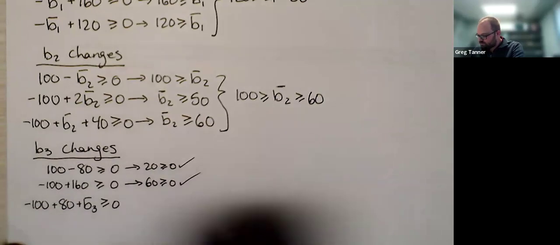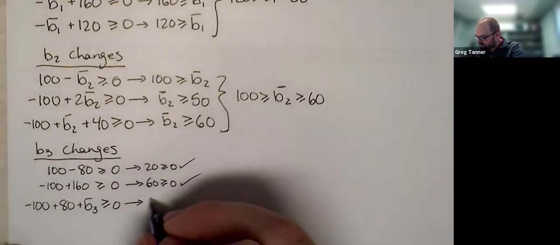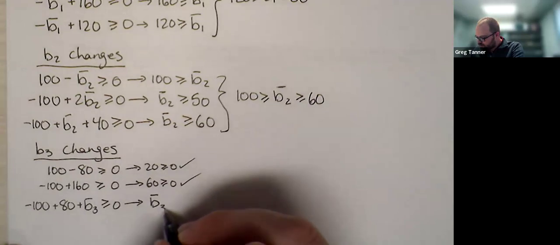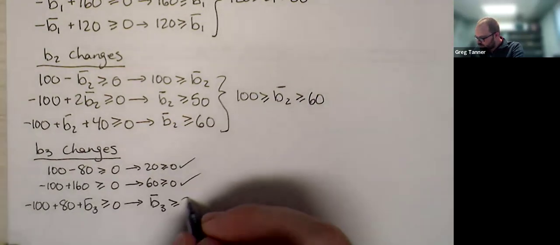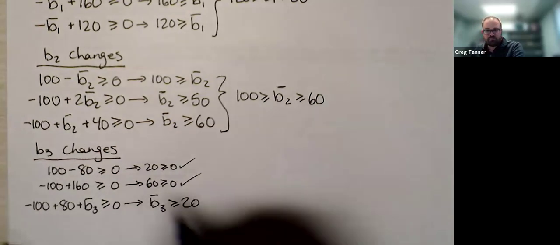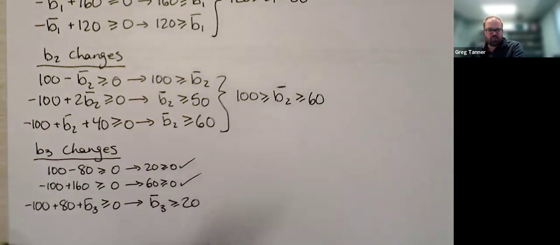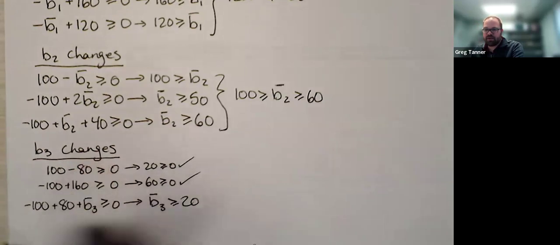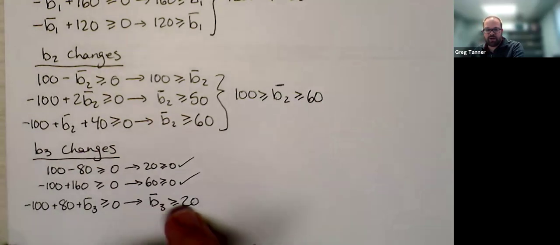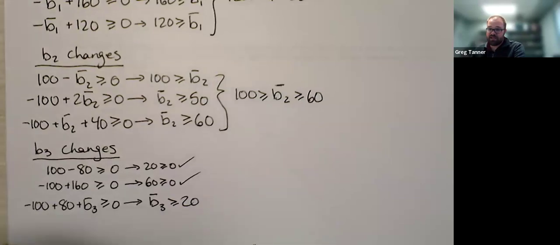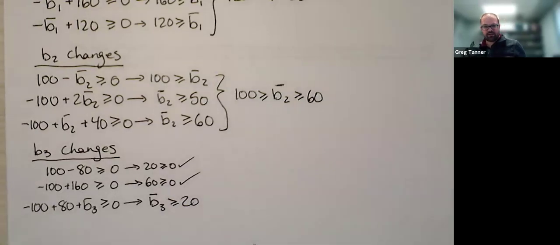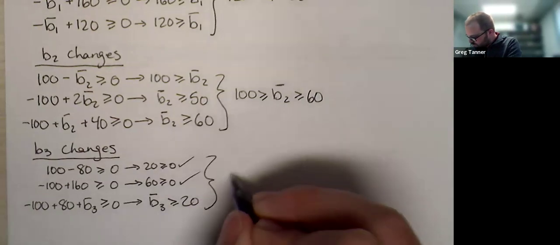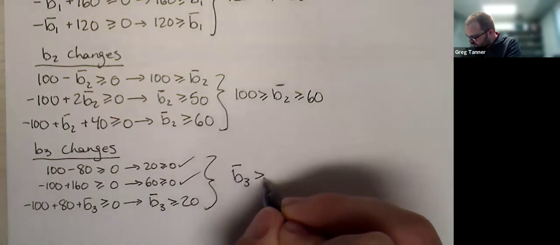So the only piece of information we get is this last inequality here that says that B3 bar should be greater than or equal to 20. Okay, and so for B3, we only have a lower bound, which is actually not surprising, because if we think about our third constraint, it's the one where we have some slack. And so as long as we don't reduce the amount of demand for soldiers below 20, then we've got plenty of demand for soldiers, and increasing the demand for soldiers won't change anything. And so maybe I'll summarize this here: B3 bar is greater than or equal to 20.